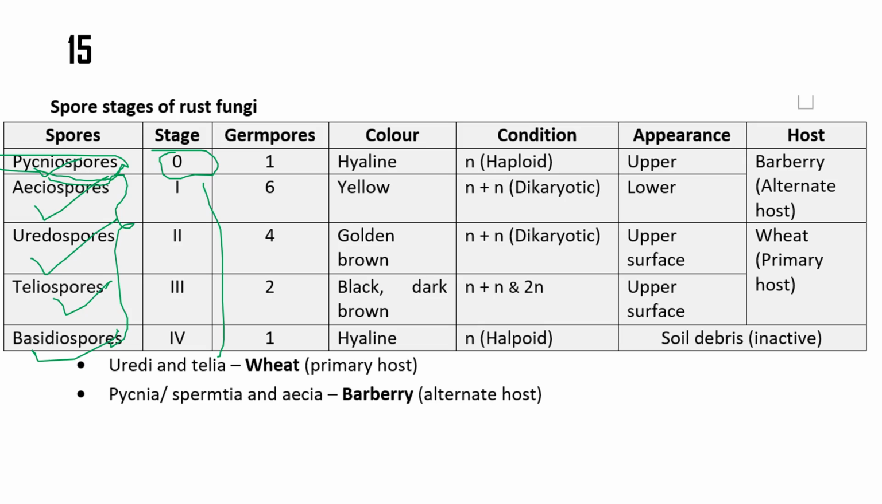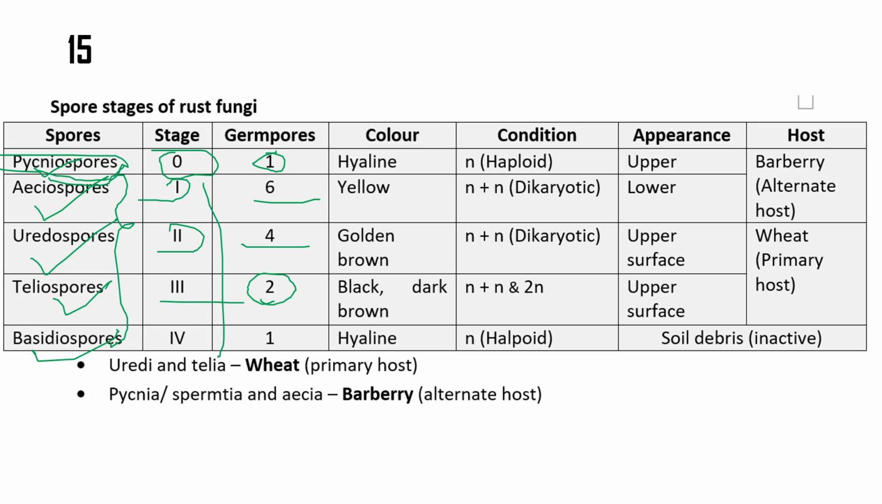So pycniospore, spore 0, produces 1 germ pore. Aeciospore, stage 1, produces 6. Uredospore, stage 2, produces 4 germ pores. Teliospore, stage 3, produces 2 germ pores. That's what we have discussed in question number 15.